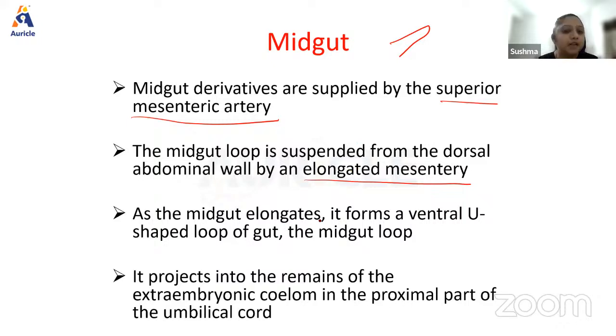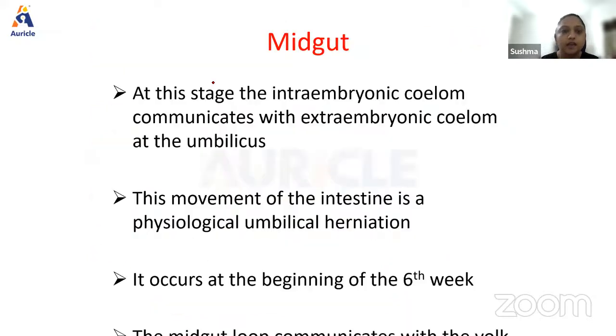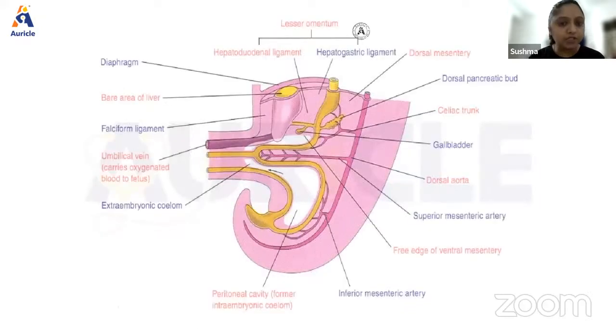Okay. As the midgut elongates, it forms a ventral U-shaped loop of gut, which is called the midgut loop. Now, it projects into the remains of the extraembryonic coelom in the proximal part of the umbilical cord. Okay, right. Then, at this stage, the intraembryonic coelom communicates with the extraembryonic coelom at the umbilicus. Now, this movement of the intestine is a physiological umbilical herniation, which resolves on its own, right? It occurs in the beginning of the 6th week, but generally it has to resolve.